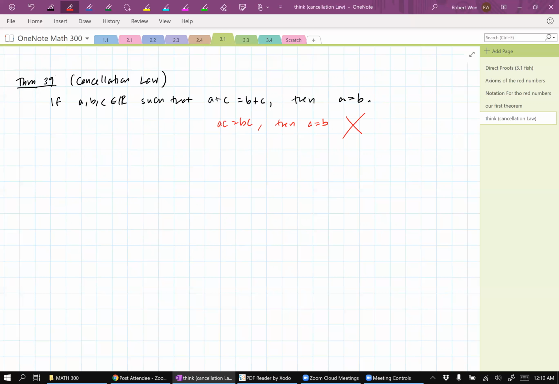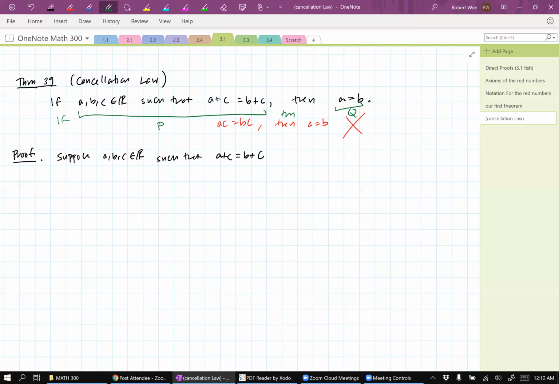Okay, so let's prove this totally carefully. Again, we start proofs by writing the word proof, and we should lay out what we're assuming, and then we're going to deduce what we want at the end. Okay, so let's suppose that A, B, and C are real numbers such that A plus C equals B plus C. Right, again, this is a statement of the form if P, then Q. So I get to assume P, I just need to show that Q is true.